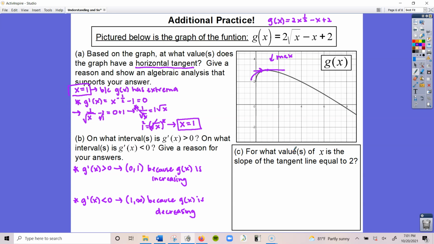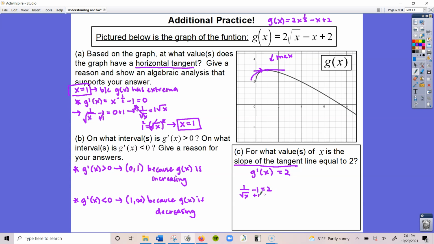Finally here, for what values of x is the slope of the tangent line equal to 2? Remember that slope of the tangent line, that is the derivative, so g prime of x. And we want to know when g prime of x is equal to 2. I already have my equation for g prime of x, which is over here. So I'm going to make that equation 1 over square root of x minus 1 and make it equal to 2. And now we solve.